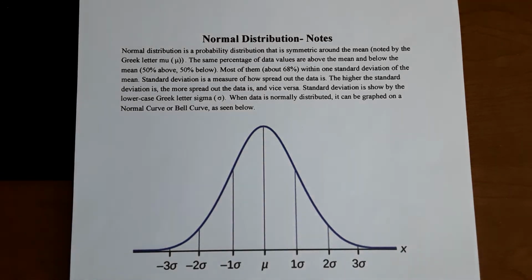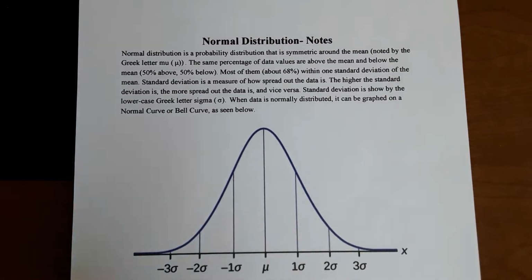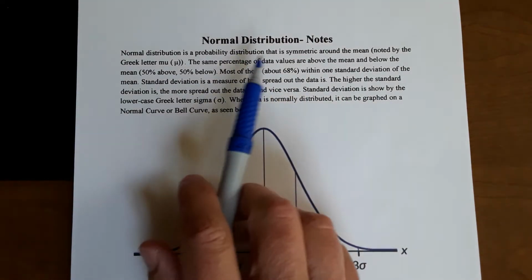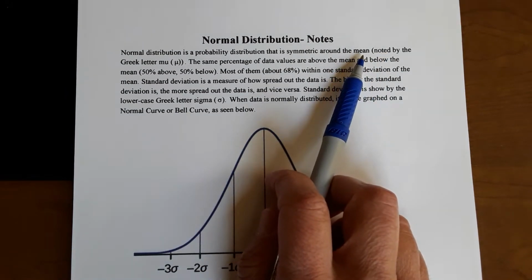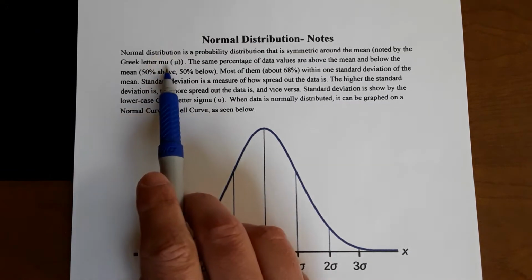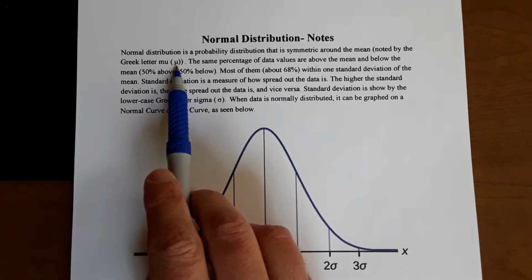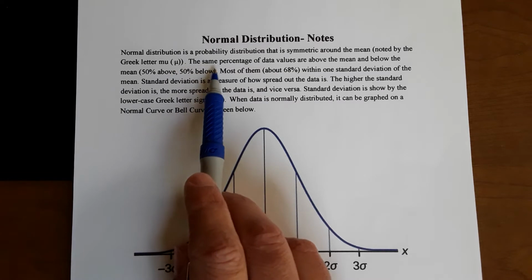In this video, I'm going to go through the notes for normal distribution. Bear with me as I read through the top paragraph here. So it says, normal distribution is a probability distribution that is symmetric about the mean. Remember, mean is the sum of the data values divided by the number of data values, noted by the Greek letter mu. So it's kind of this funky looking U symbol.